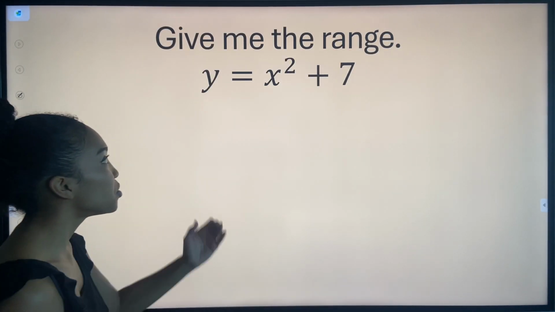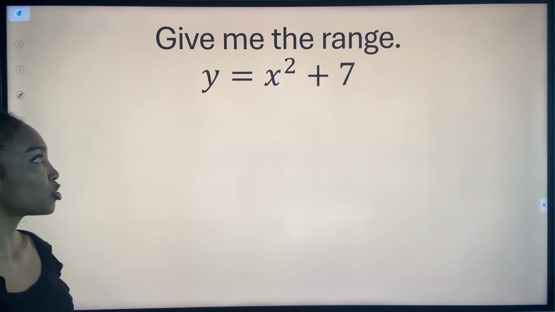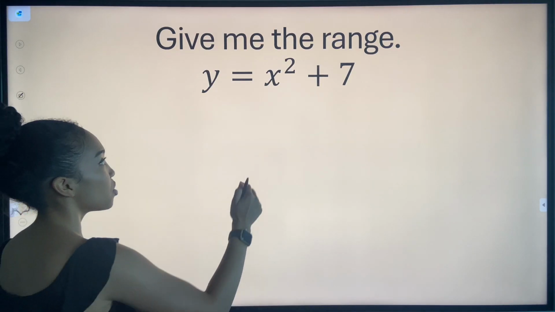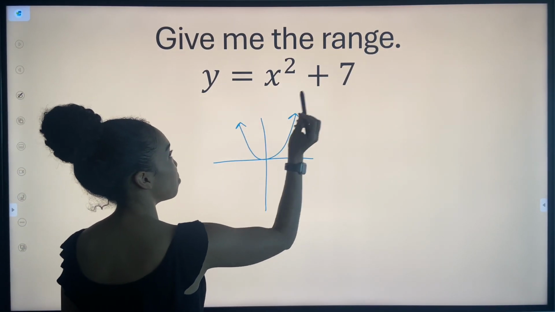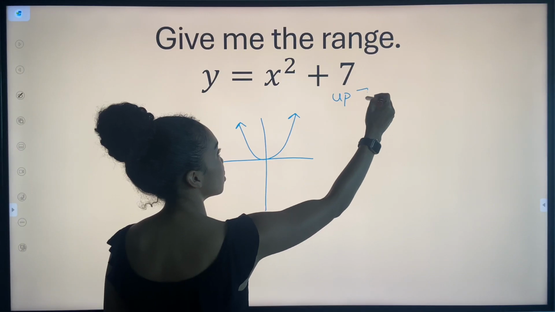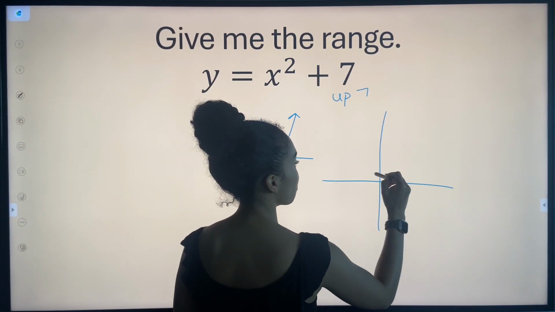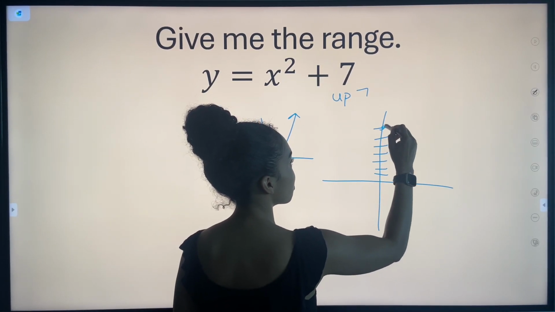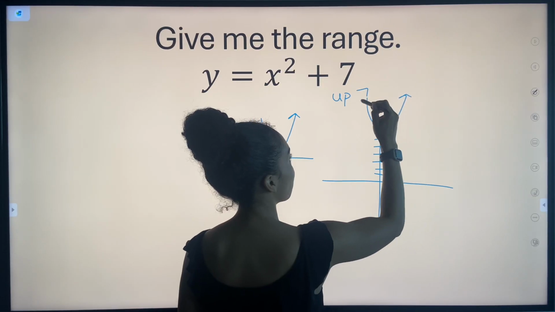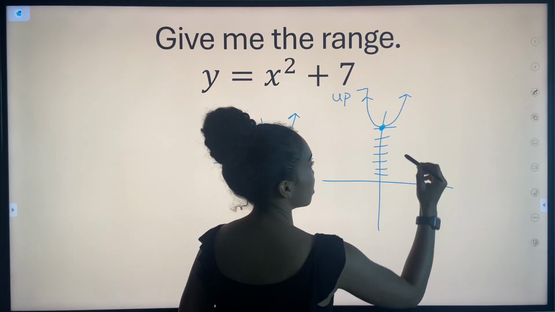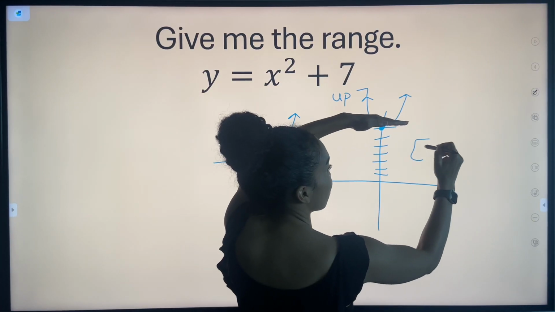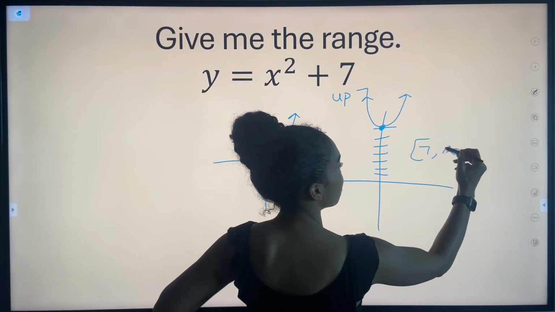Okay, so I want you to give me the range of this quadratic function. A quadratic normally looks like this, but this went up 7. So now it is 1, 2, 3, 4, 5, 6, 7. It is right here. The vertex is at 7. So that means my range is the very bottom is at 7, and then it goes up to infinity.